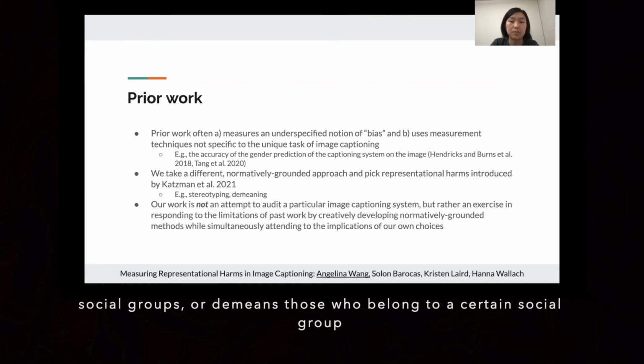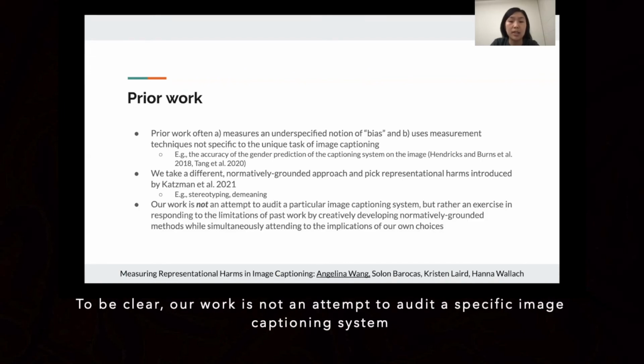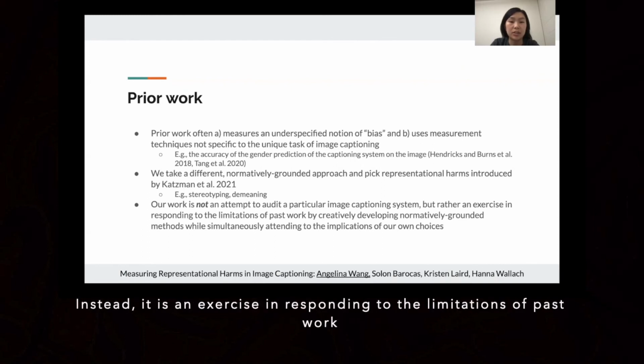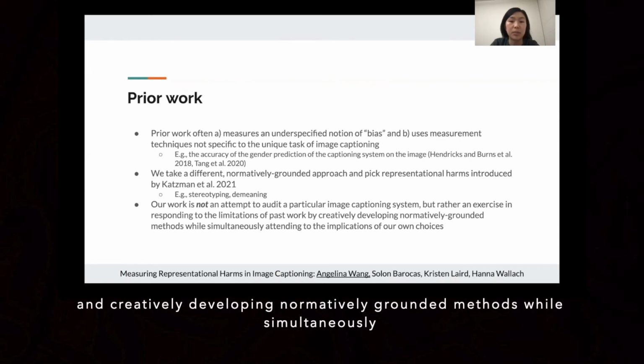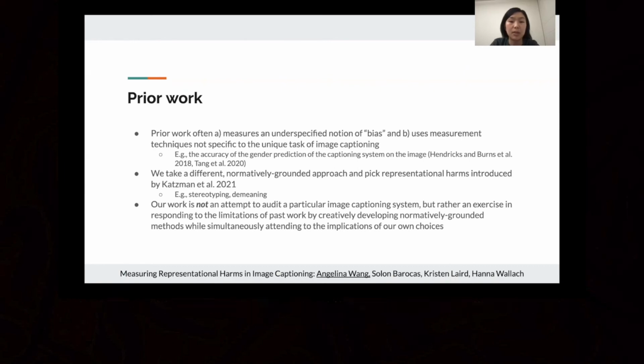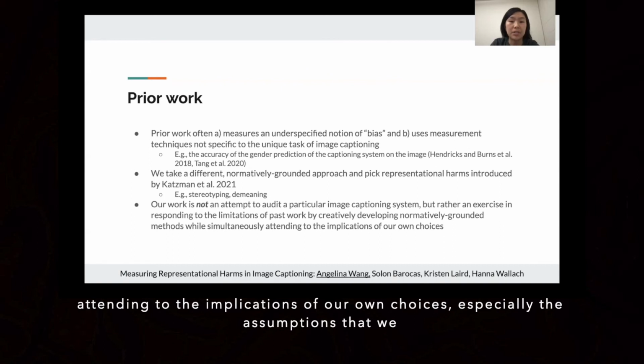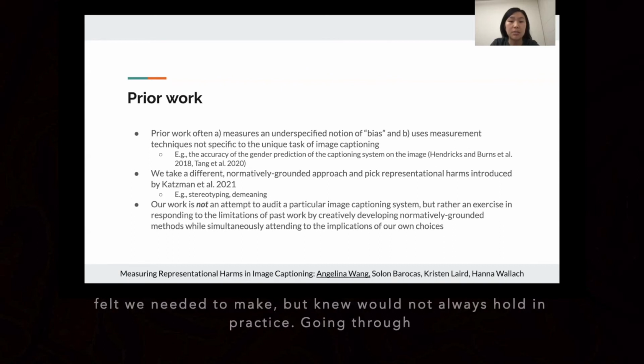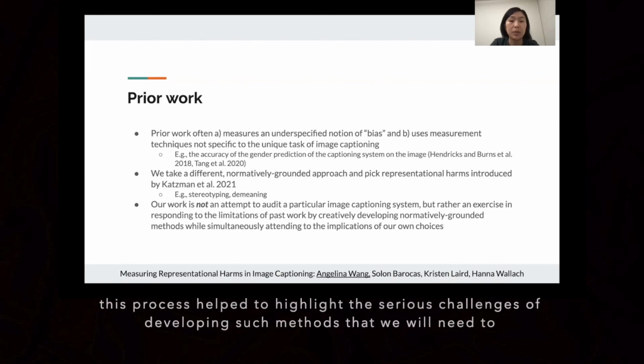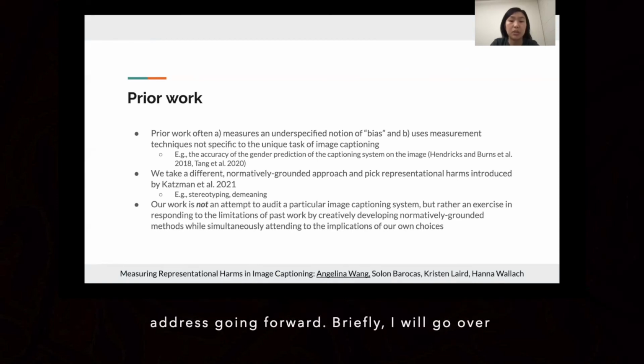or demeans those who belong to a certain social group. To be clear, our work is not an attempt to audit a specific image captioning system. Instead, it is an exercise in responding to the limitations of past work by creatively developing normatively grounded methods, while simultaneously attending to the implications of our own choices, especially the assumptions that we felt we needed to make, but knew would not always hold in practice. Going through this process helped to highlight the serious challenges of developing such methods that we will need to address going forward.